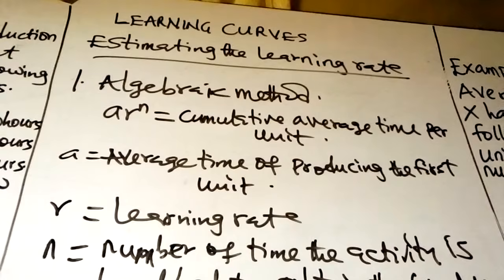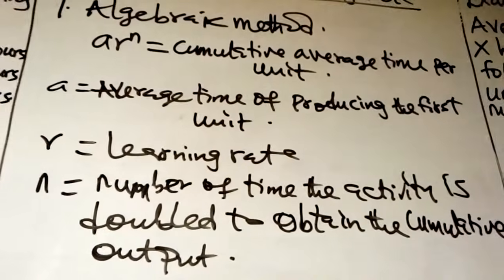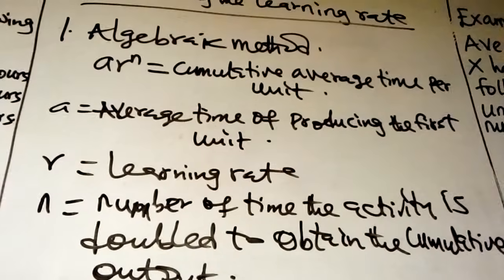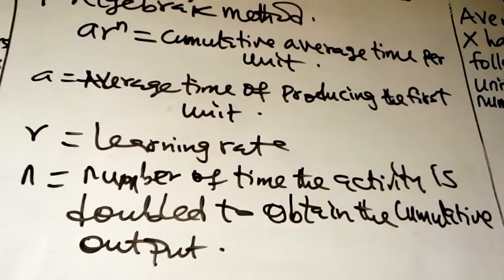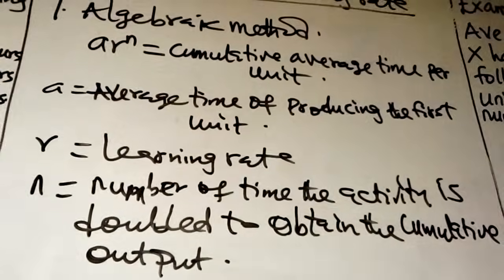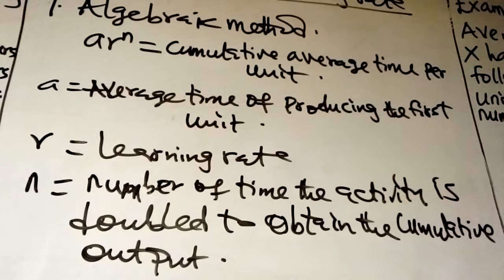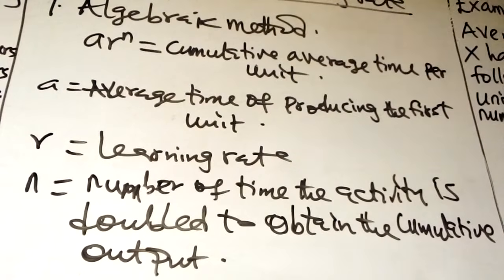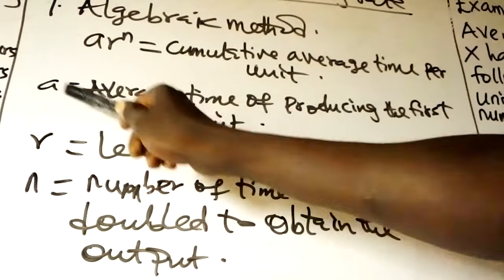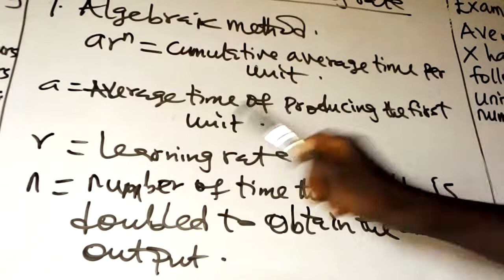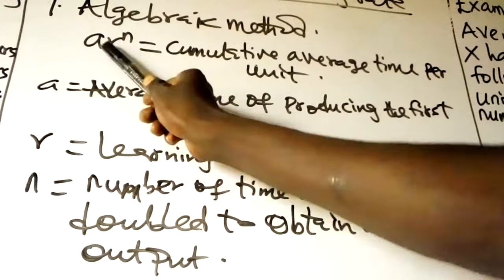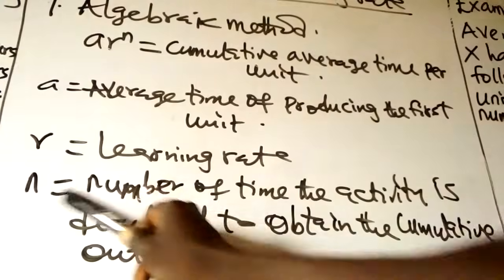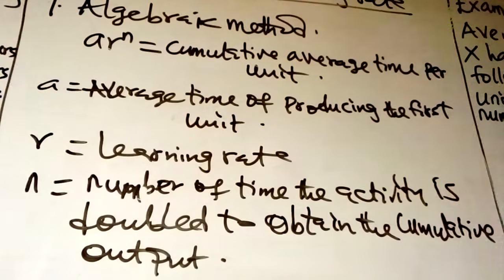So that is with the use of the algebraic method. I've told you that in the algebraic method, we use the formula AR raised to power n. You equate AR raised to power n to the cumulative average time per unit, where the A in the formula represents the average time of producing the first unit, R is the learning rate, and N is the number of times the activity is doubled to obtain the cumulative output.